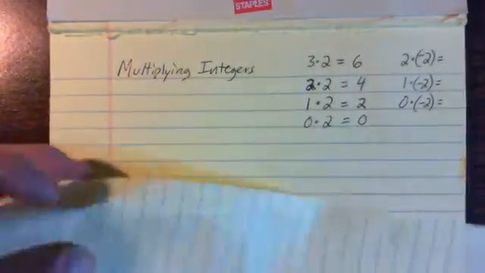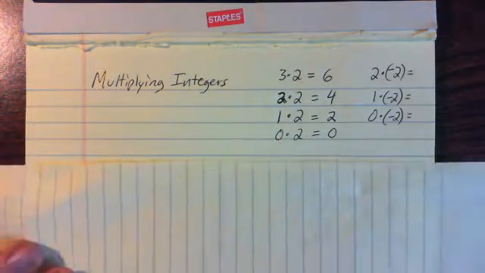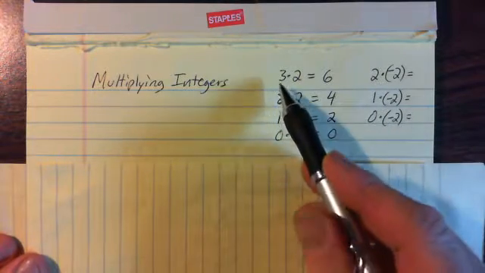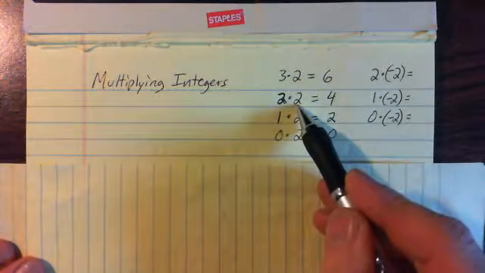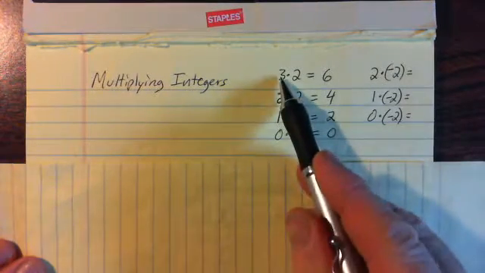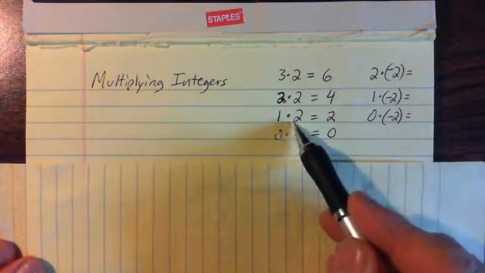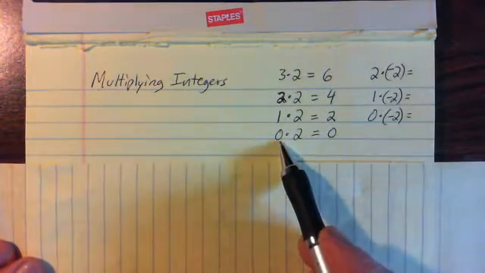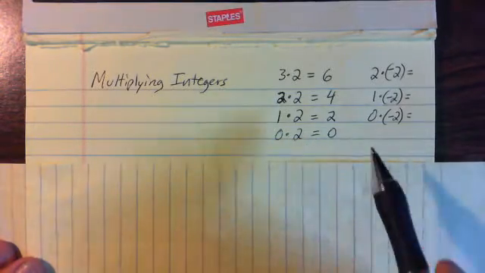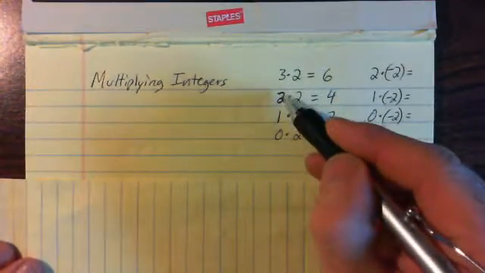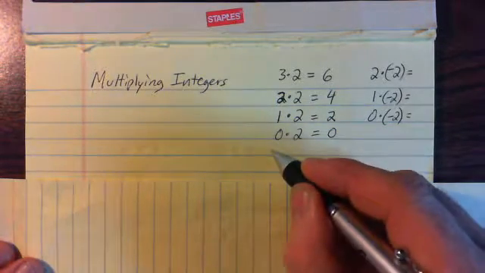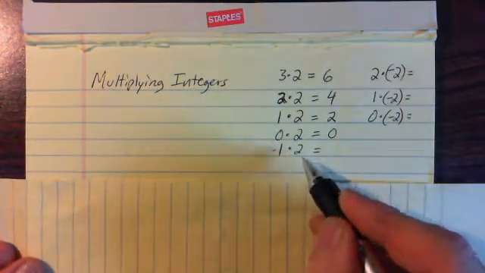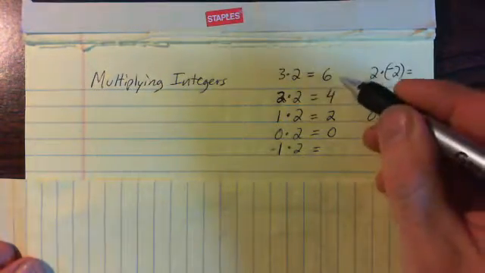All right, let's talk about multiplying integers. So you know that 3 times 2 is 6. What about, we'll drop 3 down to 2, so 2 times 2, well, of course, that's 4. Drop 2 down to 1, so 1 times 2 is 2. We're continuing, 3, 2, 1, now 0. 0 times 2, of course, is 0. So let's continue this pattern. 3, 2, 1, 0, then negative 1 times the 2. All right, negative 1 times 2 comes out to what?